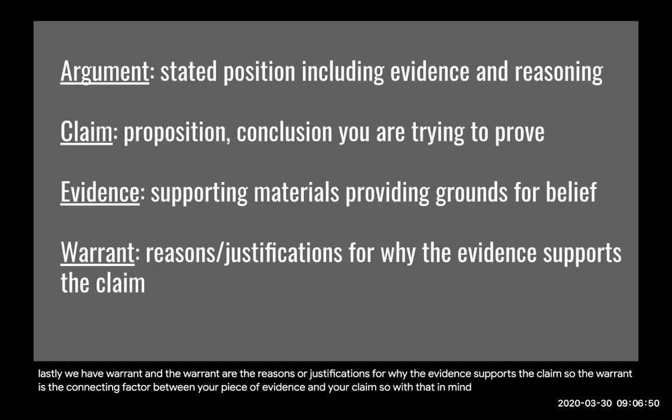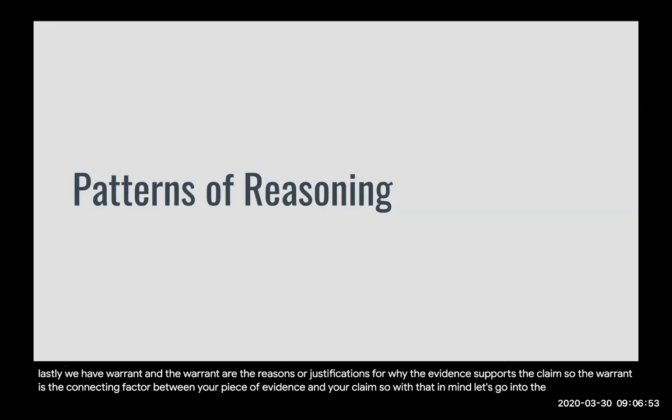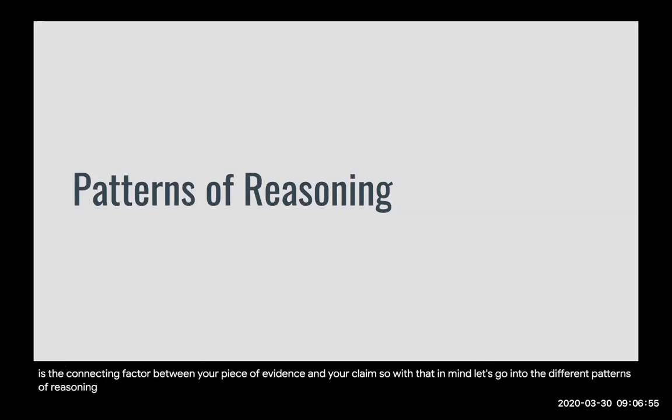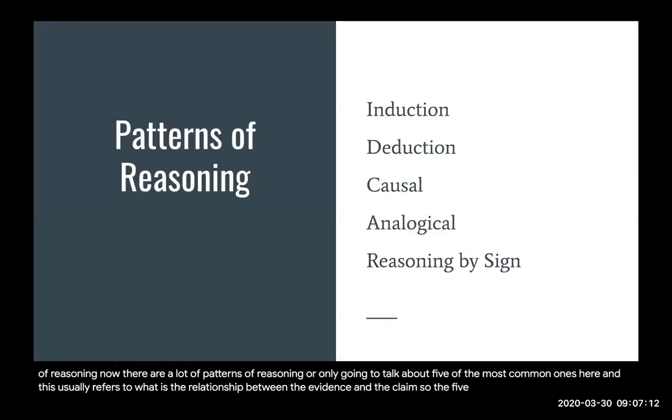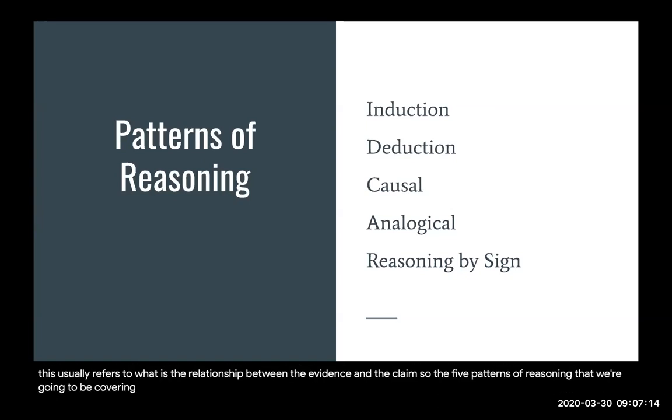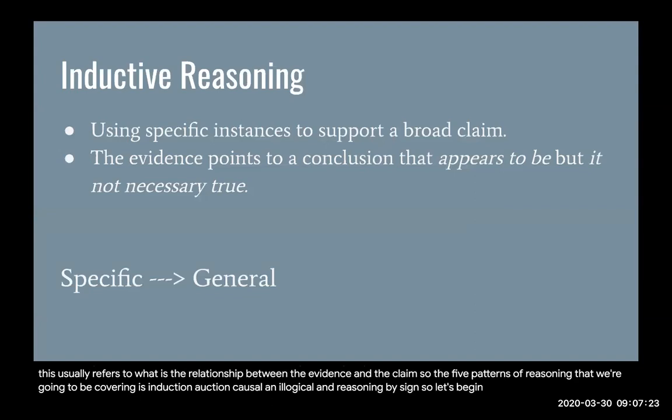So with that in mind, let's go into the different patterns of reasoning. Now there are a lot of patterns of reasoning. We're only going to talk about 5 of the most common ones here. And this usually refers to what is the relationship between the evidence and the claim. So the 5 patterns of reasoning that we're going to be covering are induction, deduction, causal, analogical, and reasoning by sign. So let's begin with inductive reasoning.